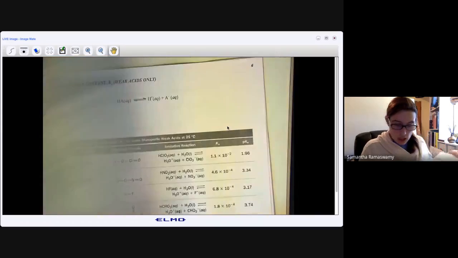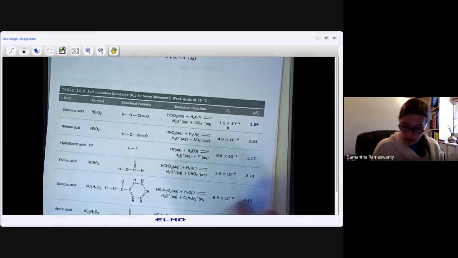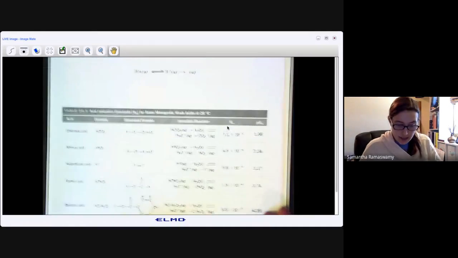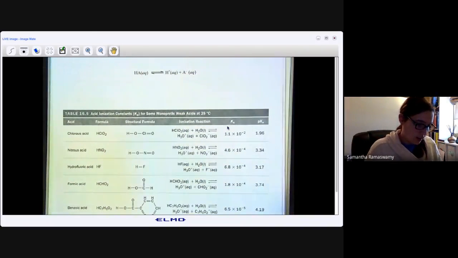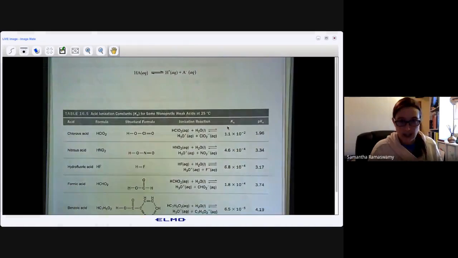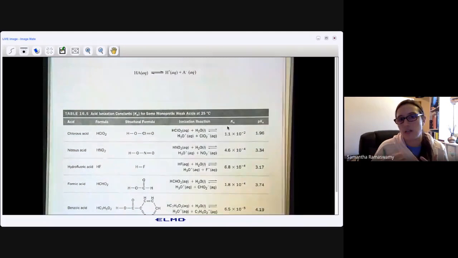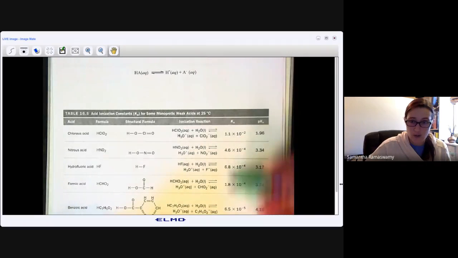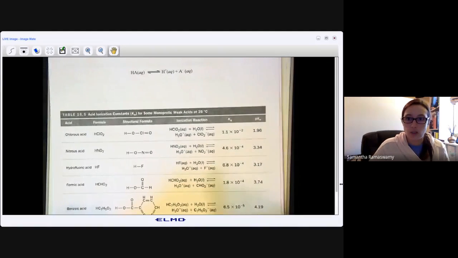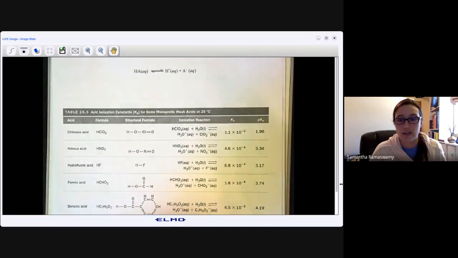So what I want to look at first is the Ka expression. So just in general, we'll look at the Ka expression, writing it, and kind of what it means for it to be weak. And then we'll compare it to the Ka values down here, because I want to be able to compare Ka and talk about the strengths of weak acids.